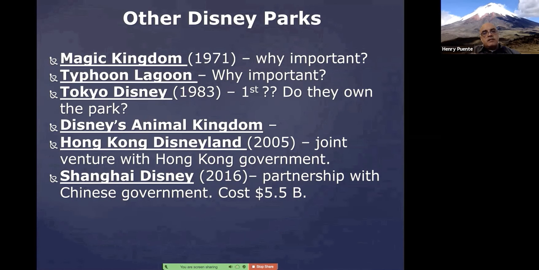Disney's Animal Kingdom, this is sort of, or not sort of, it is Disney's environmental wing.